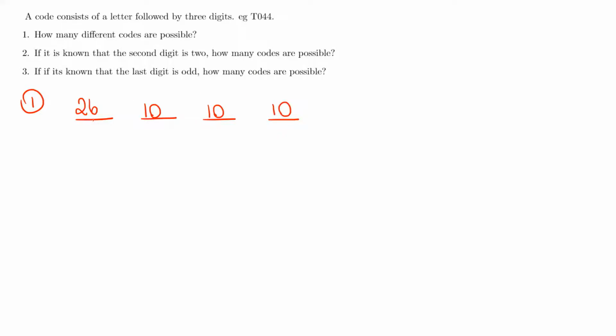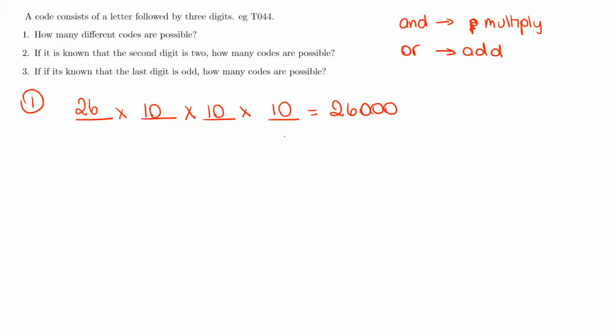So the first one is going to be a letter. And the second one is a number. And the third one is a number. And the fourth one is a number. What word am I saying in between each of them? And we know in probability, and means multiply all the numbers together. And if we see here the word or, that means add all the numbers together. So we're going to multiply all these numbers then to get the total combinations, and we'll get 26,000 combinations.